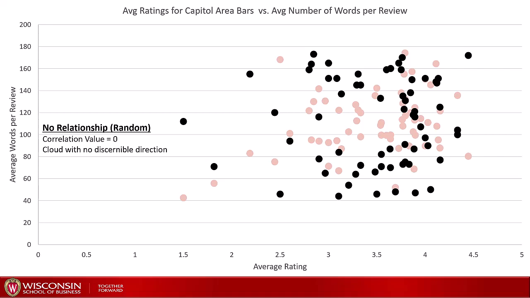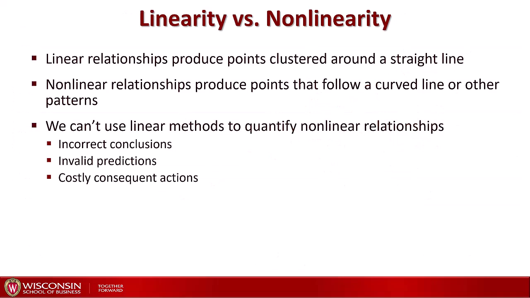This is another thing that you're very unlikely to see in practice. In practice, there tends to be some relationship between two variables, even if it's just by chance. And in the case where it's due to chance, we call it a spurious correlation. But anyway, there is almost always some level of correlation between two variables. Now we can talk a bit more about linearity and nonlinearity.